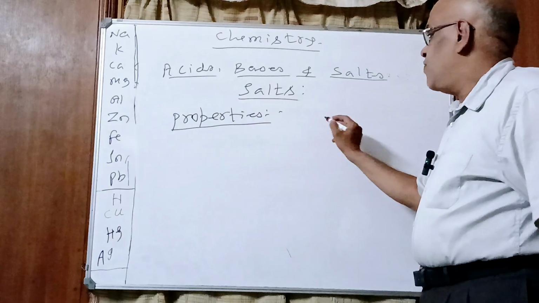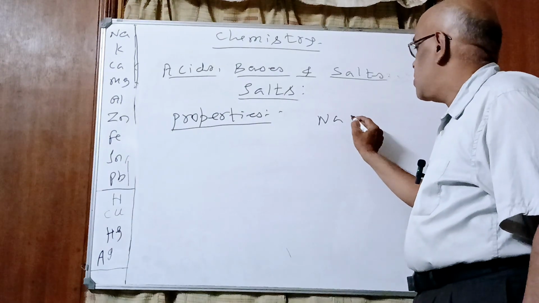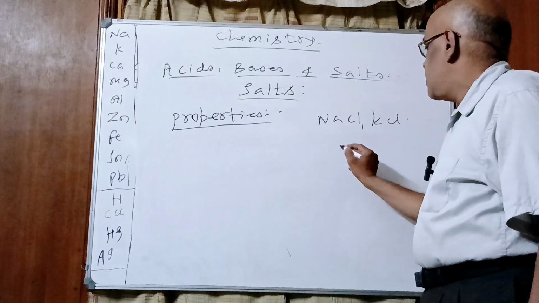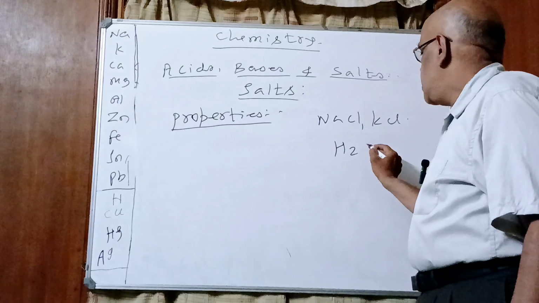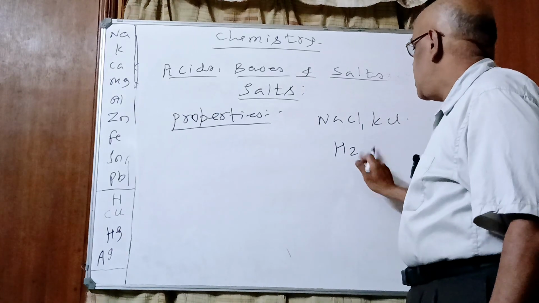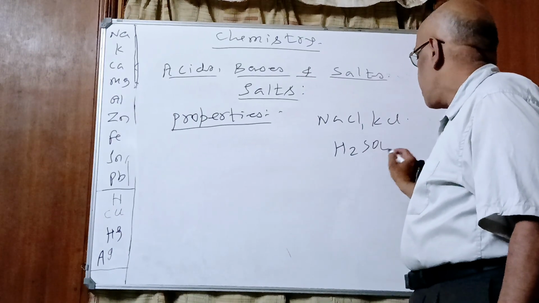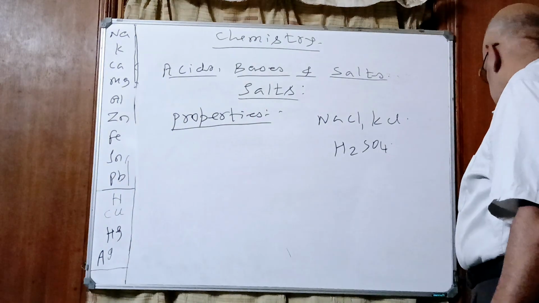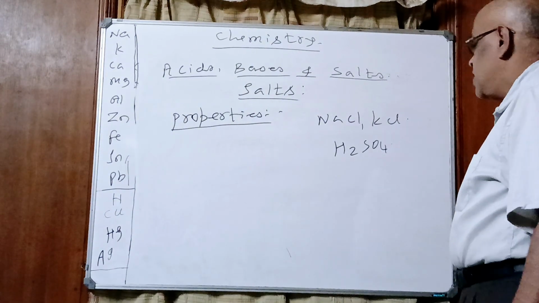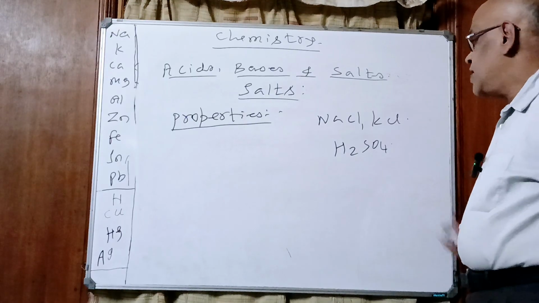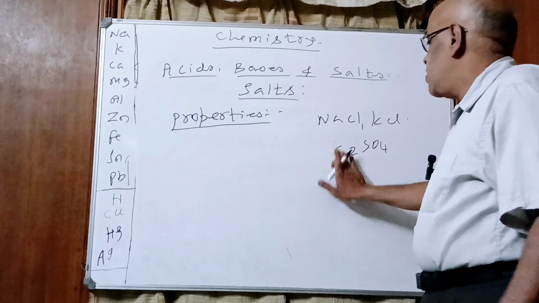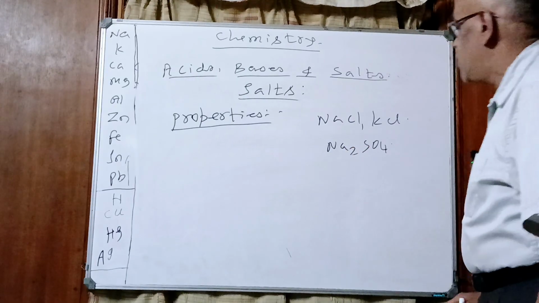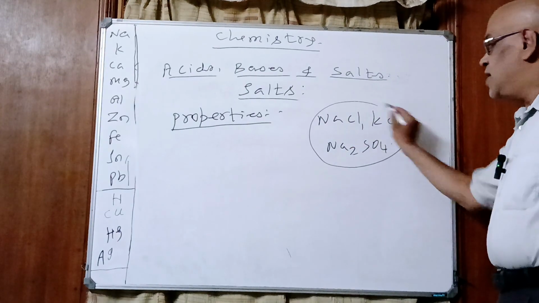Now, salt. For example, take sodium chloride, then potassium chloride, then H2SO4. Not hydrogen sulfate, H2SO4 is sulfuric acid. Sodium sulfate, Na2SO4, is formed from it. What are they, children? They are all salts.